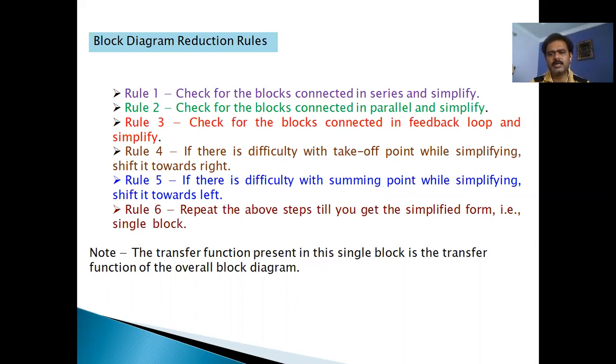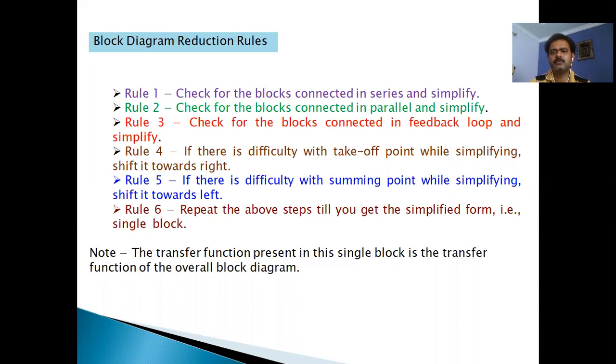If two blocks are connected in cascade, G1, G2, G3, G4 and so on, we can directly merge them into a single block whose gain value is G1 into G2 into G3 into G4. There should not be any branch or block in between those blocks, only cascade connection. That is the first step.